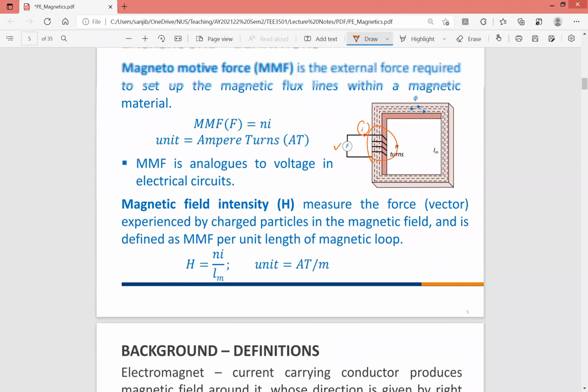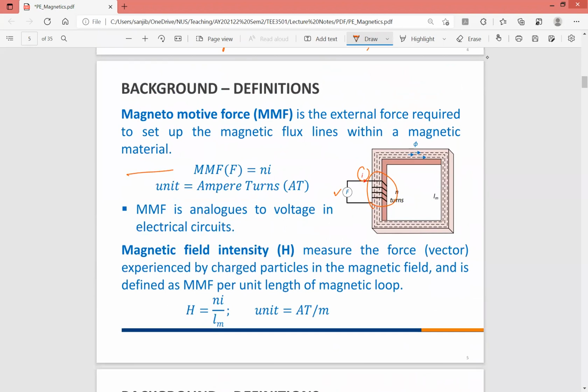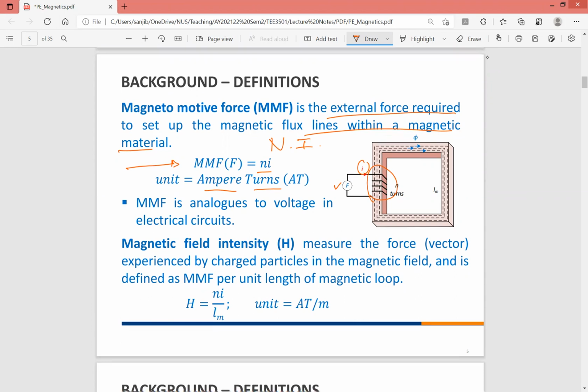Here we'll remember a couple of laws from physics, but the main idea first is that magnetomotive force is the external force that is required to set up the magnetic flux lines in a magnetic material, right? Whenever you want to produce a magnetic field, you need a source, which is called the magnetomotive force. And what exactly is it? It is the number of turns of the coil multiplied by the current in the coil. If it's a DC circuit, we write capital letters; for AC, we write small letters. It has a unit of ampere turns, AT, because it's number of turns and current. That's why it is called ampere turns. And this is analogous to the voltage in electrical circuits, right?